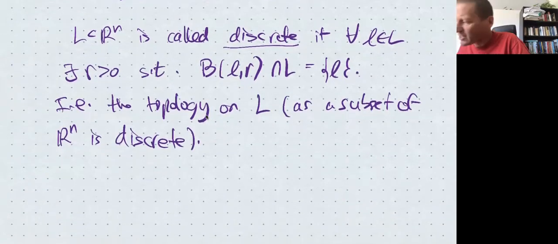Let me just give an example. The notion of discreteness is somewhat confusing, and actually in the books, some people use a different definition of the notion of discreteness. So let me give an example.